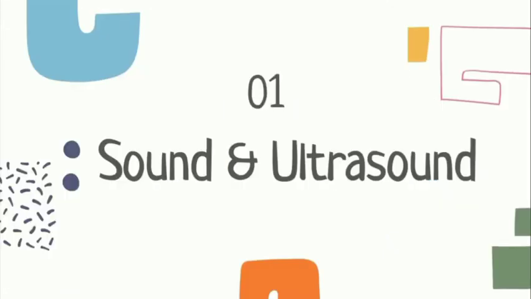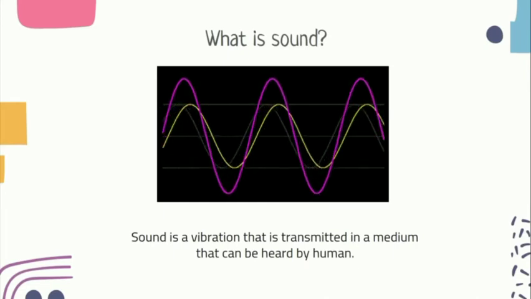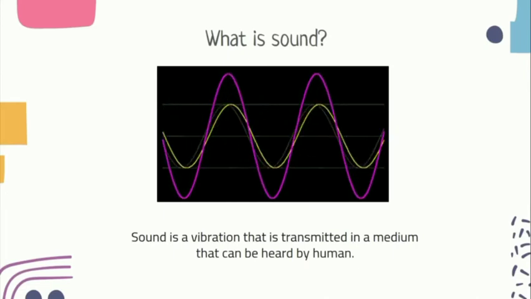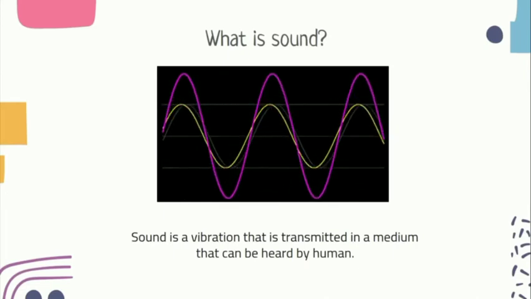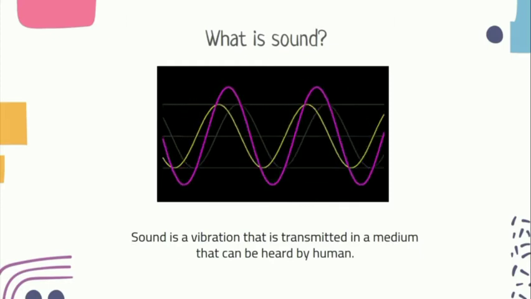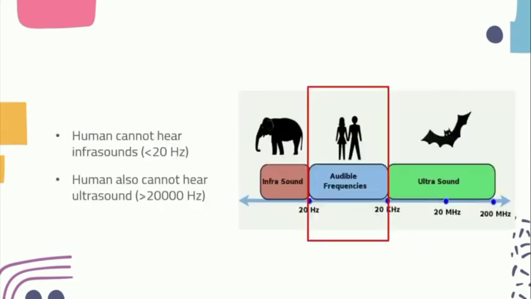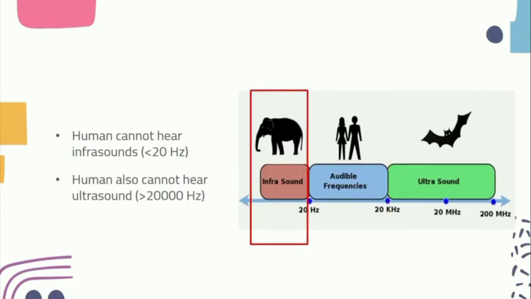Sound and ultrasound. What is sound? Sound is a vibration that is transmitted in a medium such as gas, liquid, or solid that can be heard by human. A normal human can hear sounds in the range of 20 Hz until 20 kHz. Human cannot hear infrasound which has frequency below 20 Hz and it is being used to monitor earthquakes and volcanoes.